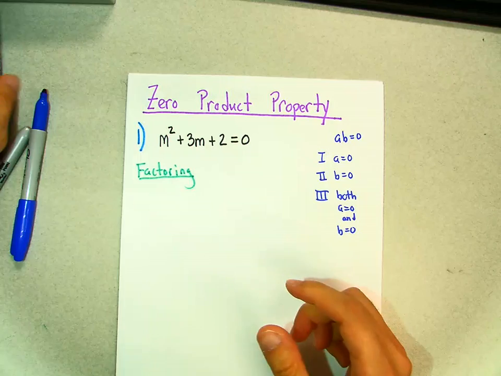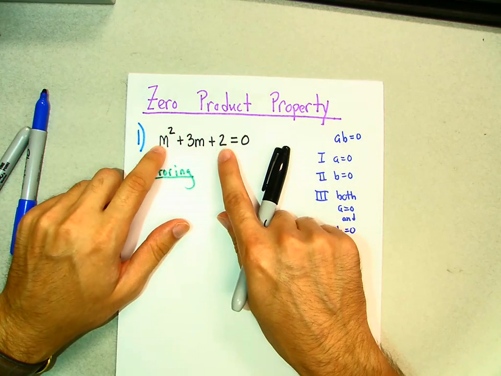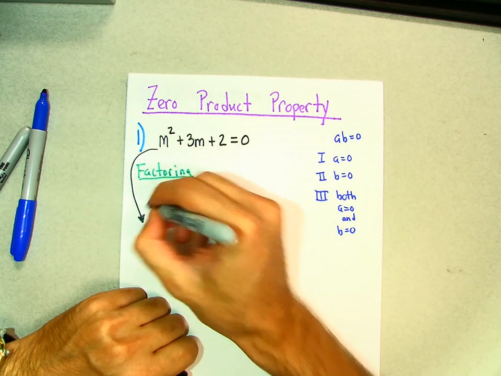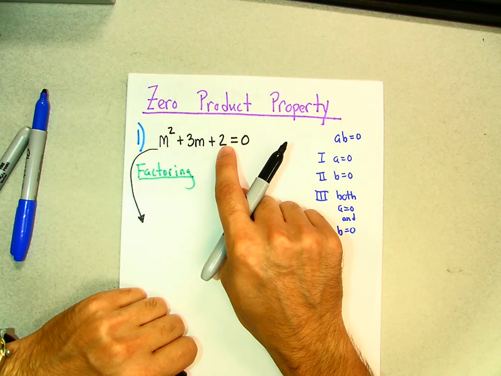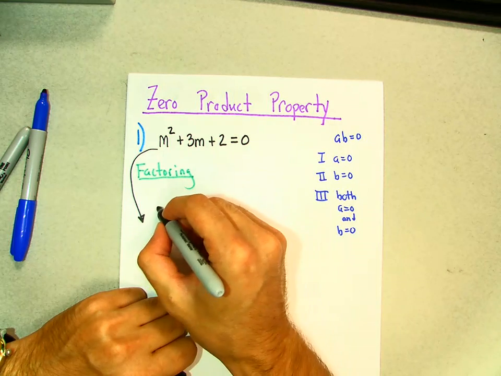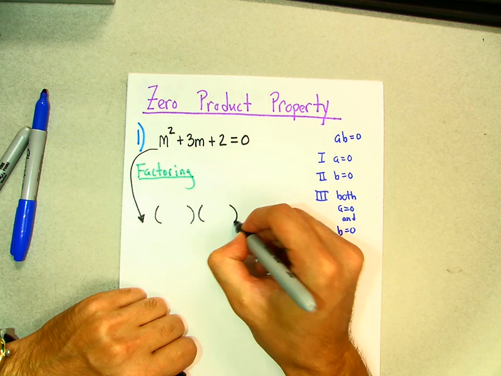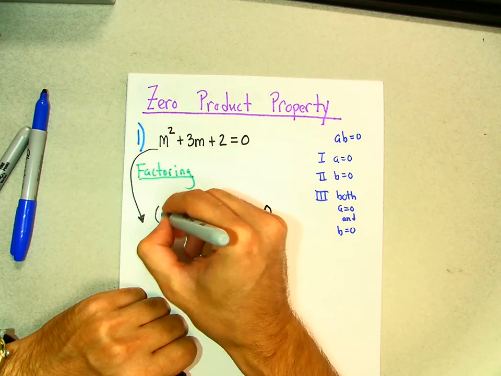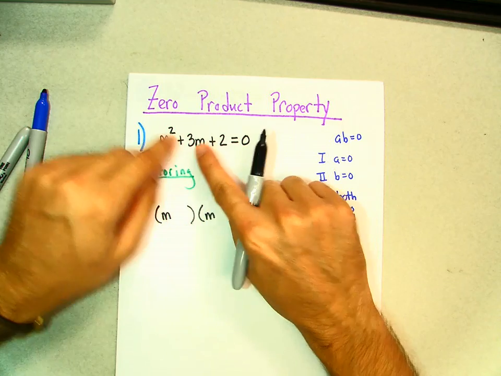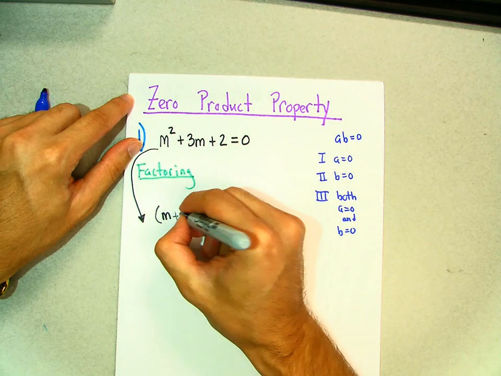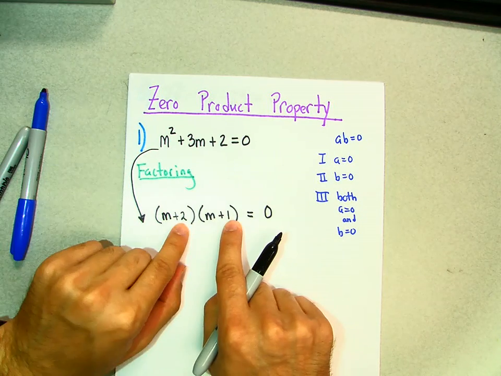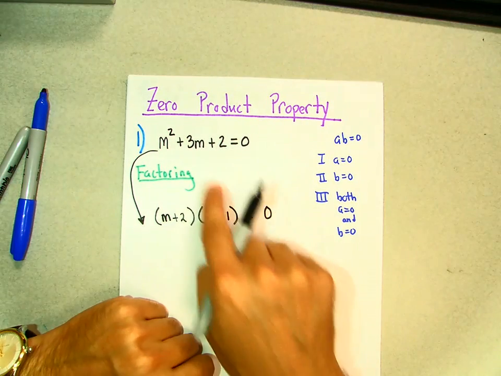So here, if you look at this, doesn't this look very familiar? What two numbers when you multiply give you 2, but when you add give you 3? I want you to pause the video and think about it. What two numbers when you multiply give you 2, but when you add give you 3? And it should be 2 and 1, right? Because 2 times 1 is 2, and 2 plus 1 is 3.